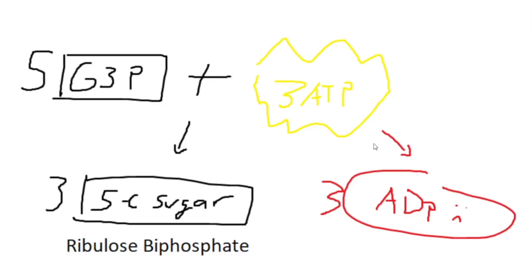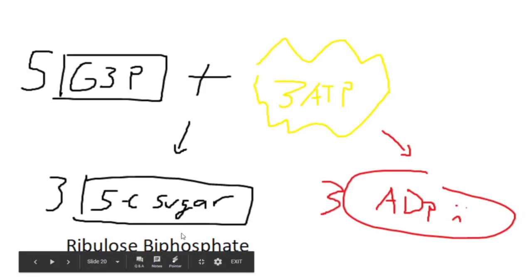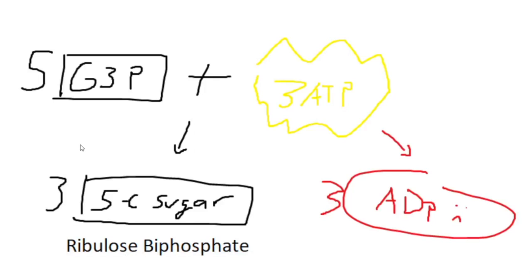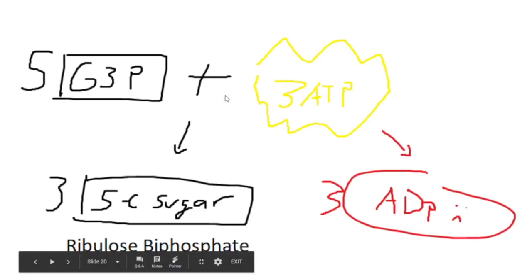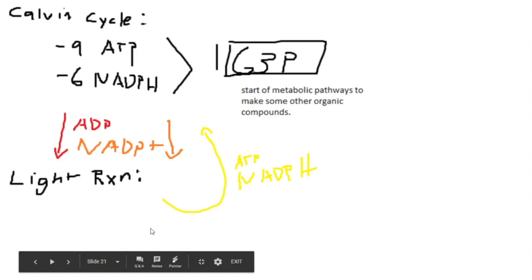So 5 G3Ps use the energy of 3 ATPs to make 3 5C sugars, which are the ribulose biphosphates. Remember, this was used in the first step, and this was the molecule into which carbon dioxide was incorporated. So the Calvin cycle, again, makes its own reactants, basically. So 3 ATP is turned into 3 ADP, and they're kind of sad because they lost some phosphate. But this allows the Calvin cycle to keep going.